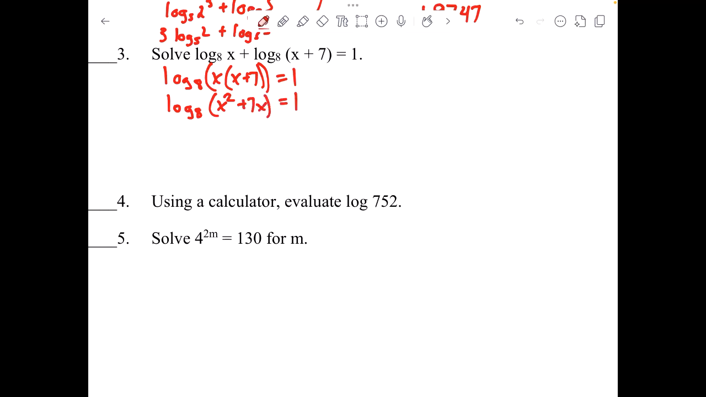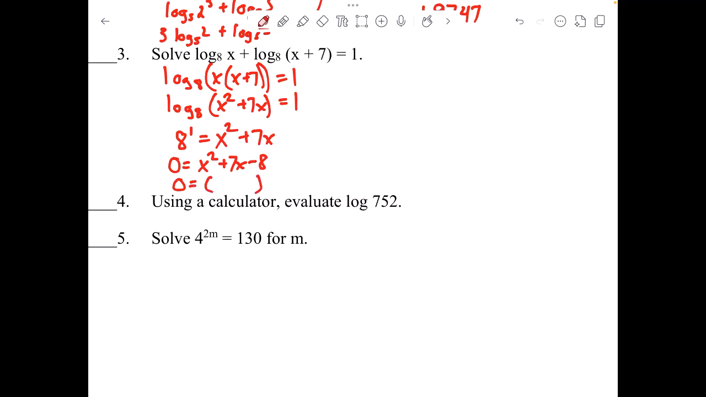Now I'm going to convert it into exponent form. So my base is 8, my exponent is the 1, and that is going to be equal to my argument of x squared plus 7x. Getting it into standard form, so setting it equal to 0, I have x squared plus 7x minus 8 when I subtract 8 from both sides. And then I can factor.